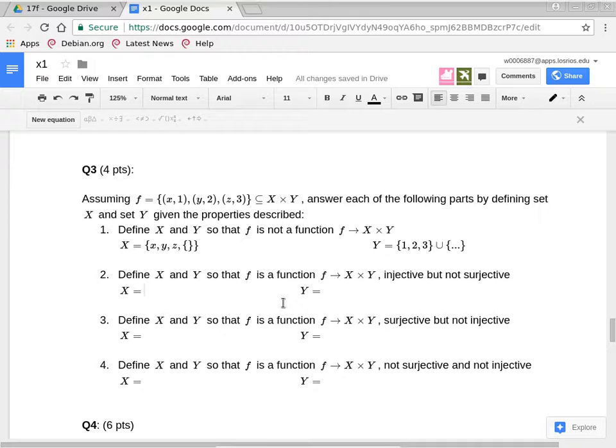Okay, so in this case, isn't F a function? Whoa, whoa, whoa. Read the question carefully. F is not a function. I don't want F to be a function with X as a domain and Y as a codomain. But it says assuming F equals x1, y2, and z3. That's like the entire thing of F, right? Yep. So then, isn't that a bijective map? I'm so confused.